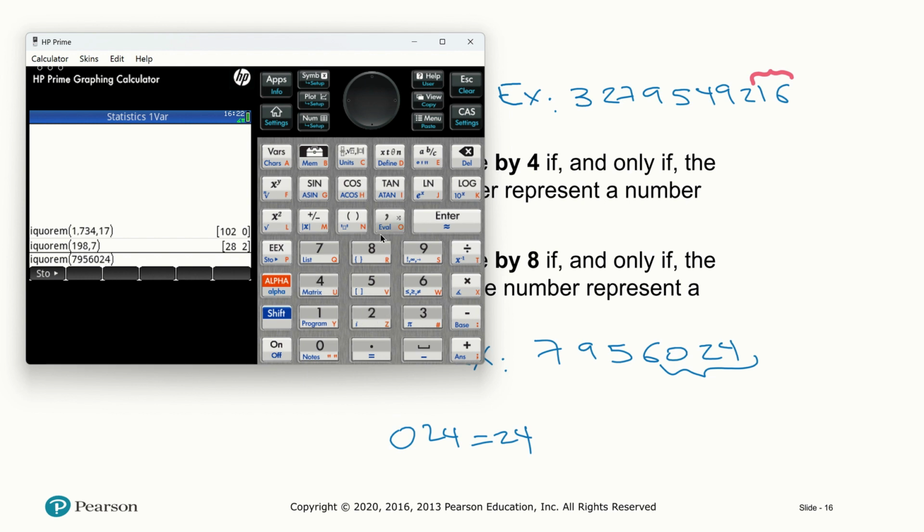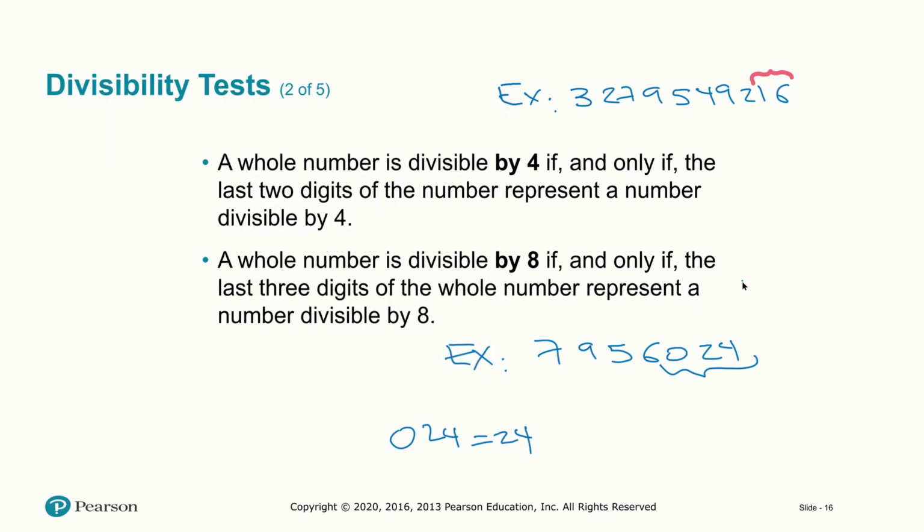And remember, you have to put comma and then the divisor. So we want to know how this does with 8, right? Notice that it is divisible because here's the quotient and there's the remainder. So because of that, you know it's divisible by 8.